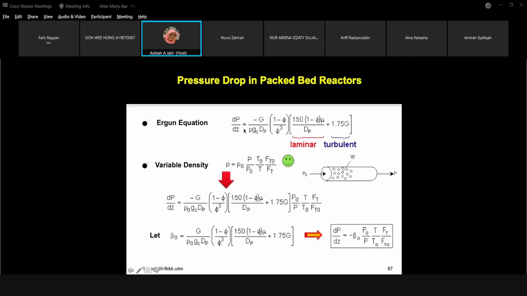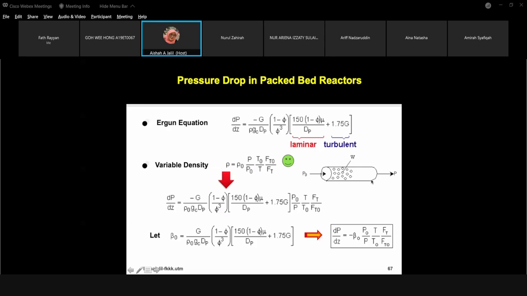The Ergun equation is like this. You have the laminar and turbulent flow terms. Just see this slide. So you have the Ergun equation like this, for laminar and turbulent flow. This is P for the pressure. What is Z? Z is, I think, the length of the reactor.